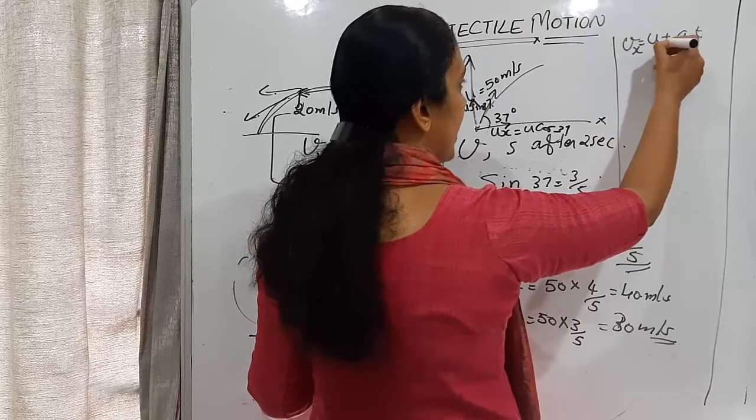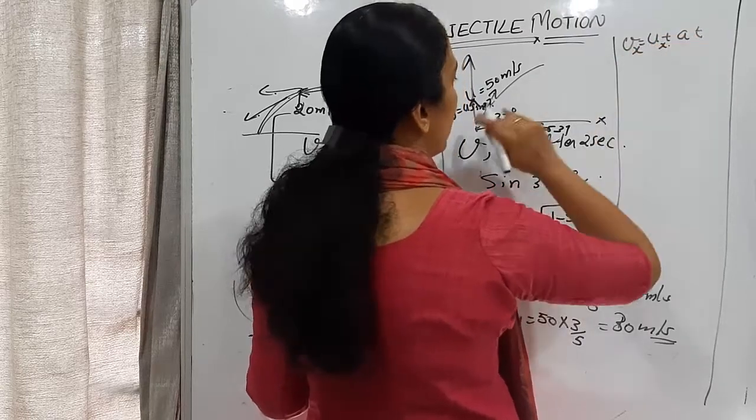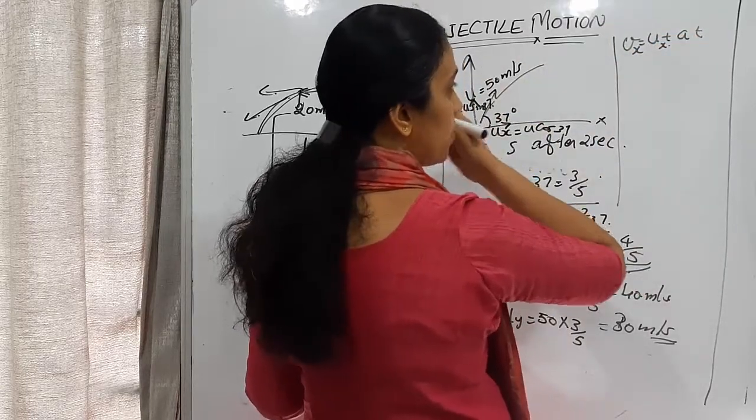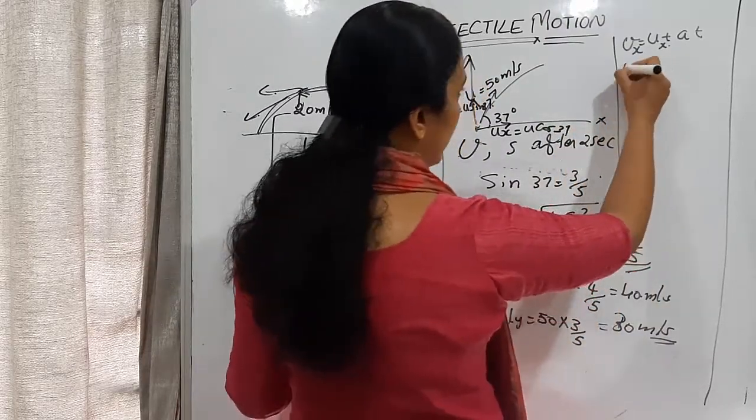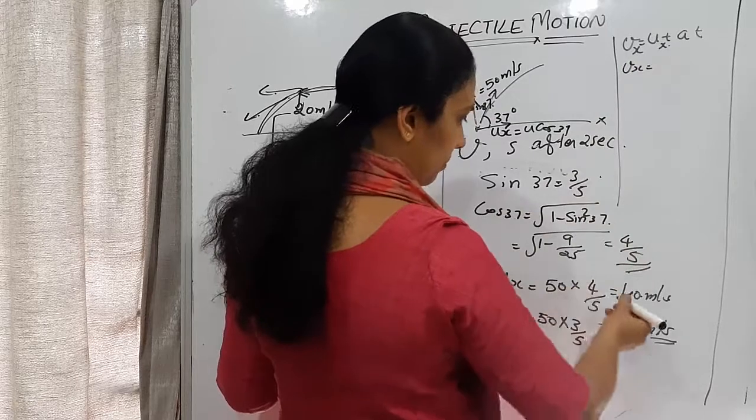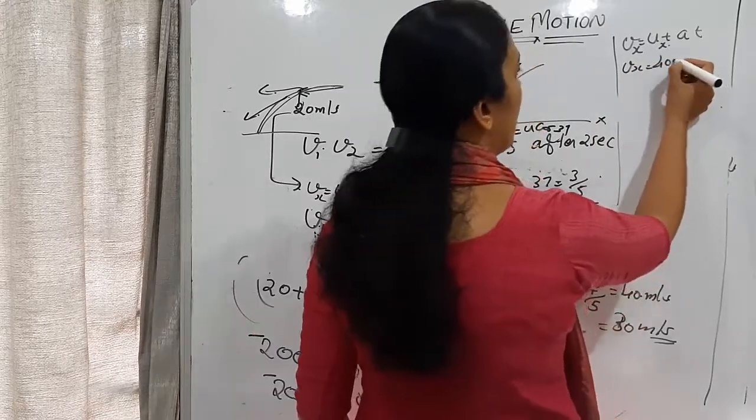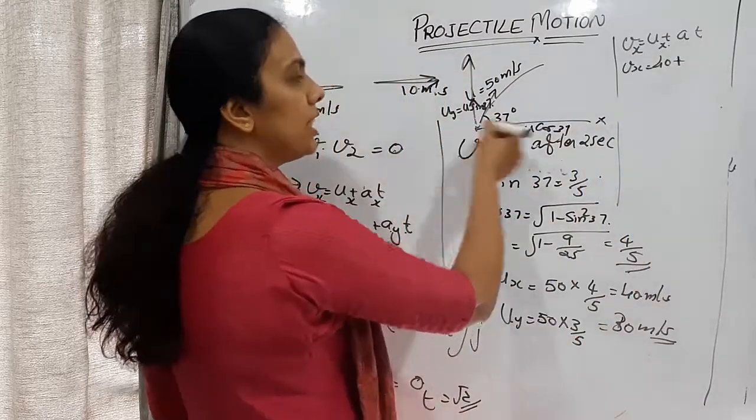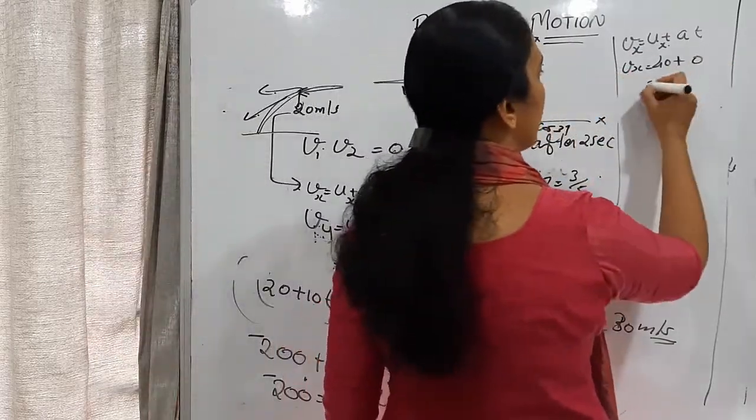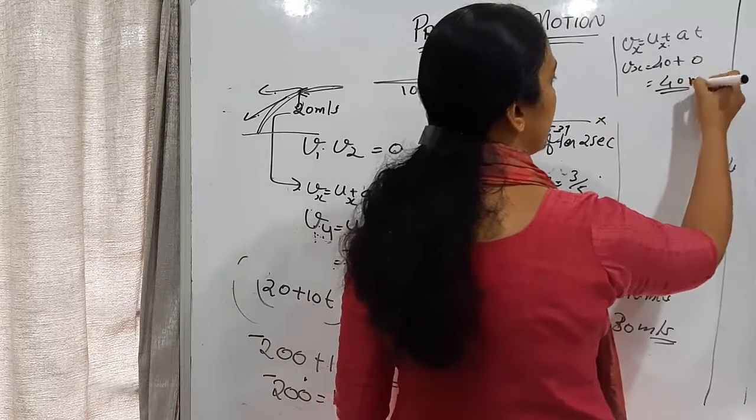So along the x-axis, when I am considering, here it's moving in the upward direction, so both x and y axes we need to consider. So vx will be equal to ux, which is 40, plus acceleration. Acceleration along the x-axis is 0. Therefore, this is 40 meter per second.